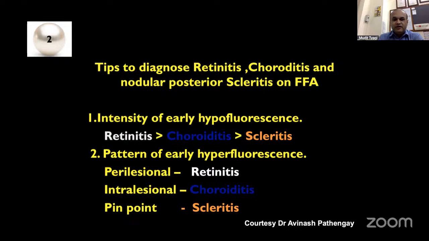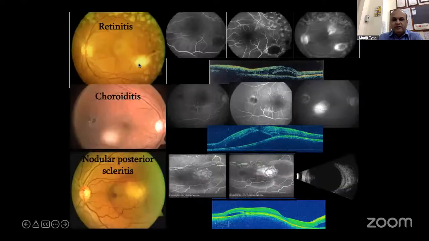I will show you with an example. The intensity of early hypofluorescence is maximum in retinitis, followed by choroiditis and then scleritis. As for the pattern, if it is a perilesional early hyperfluorescence, then it's a retinitis that you are dealing with. If it is intralesional diffuse, then it is choroiditis, and you will see multiple pinpoint leakages in cases of scleritis. Let me show you how that can be appreciated.